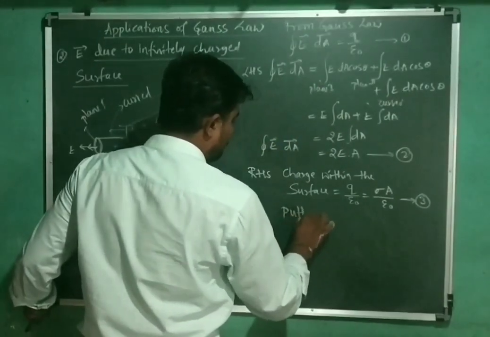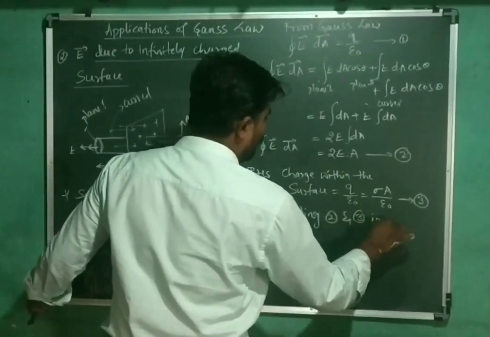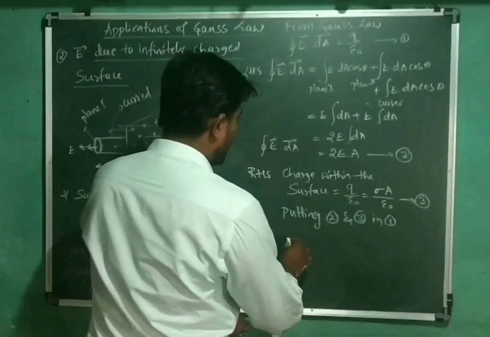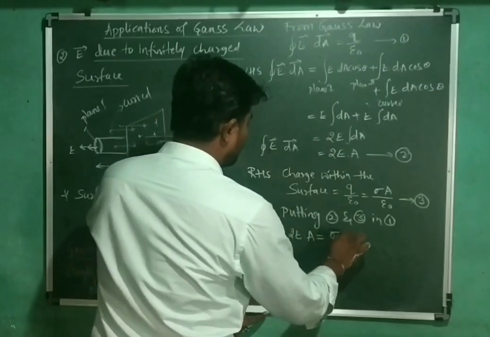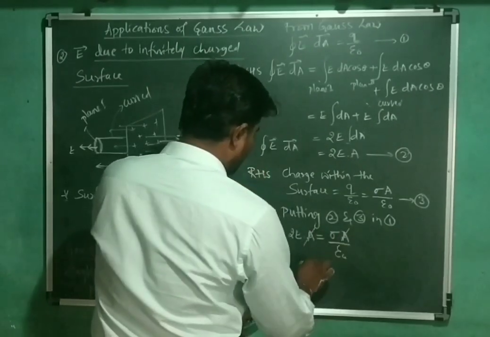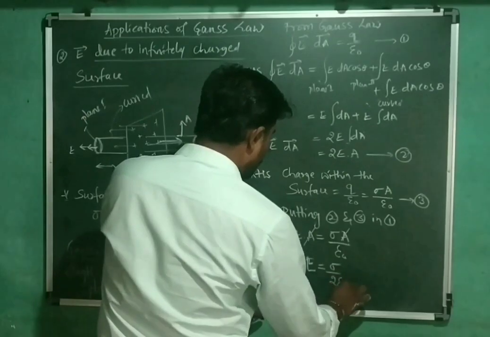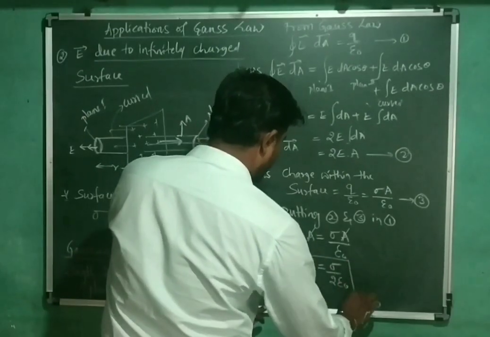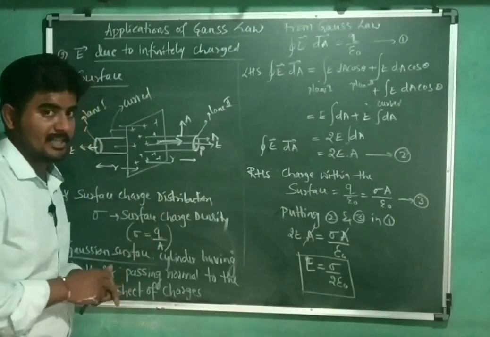Putting 2 and 3 in 1. Therefore, we are going to get 2EA is equal to sigma A divided by epsilon naught. A is cancelled. Therefore, E is equal to sigma divided by 2 epsilon naught. This is the formula. This is very important result actually.